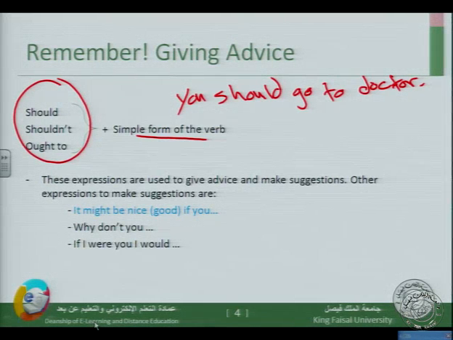These expressions are also used to make suggestions. To suggest, معناها يقترح. Other expressions to make suggestions. These 3 expressions are used to give advice and make a suggestion. Also, these 3 expressions are used to make suggestions.